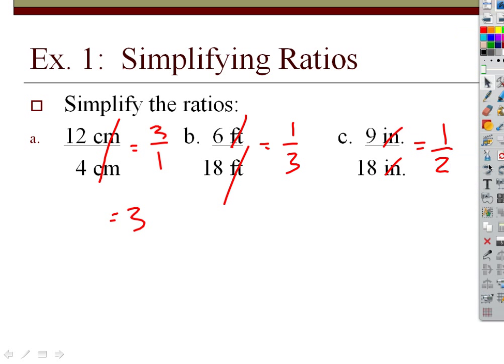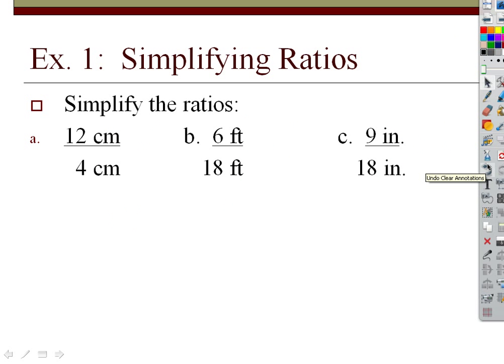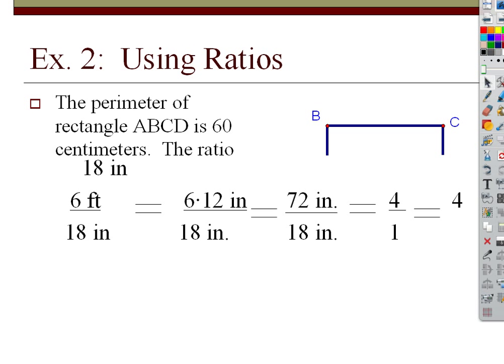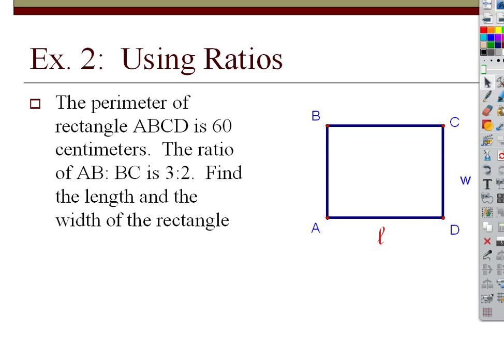So what about something like that? Same deal, right? I would probably just have to convert feet into inches, right? And then I could get these things to cancel. Okay, not a big deal though. All right, what about something like this?